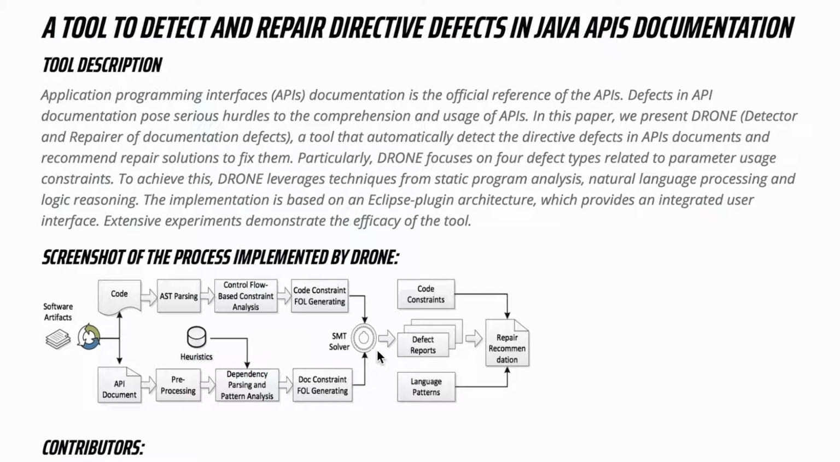Particularly, using constraint solving, it's possible with Drones to compare the constraints that are described in the code and the documentation to detect documentation defects. Then, Drones leverage those defects and NLP heuristics from code and description in API documents to generate potential recommendations for fixing the problems.